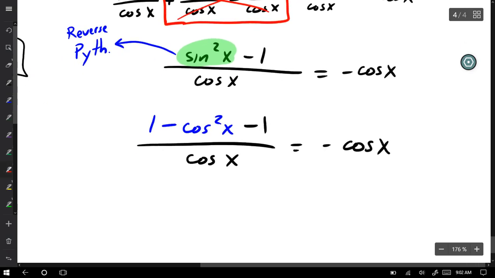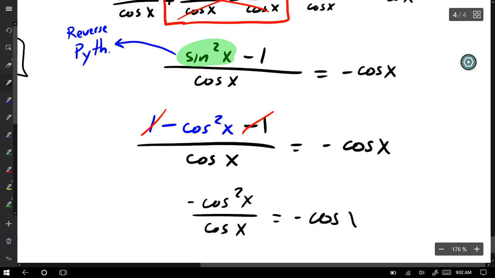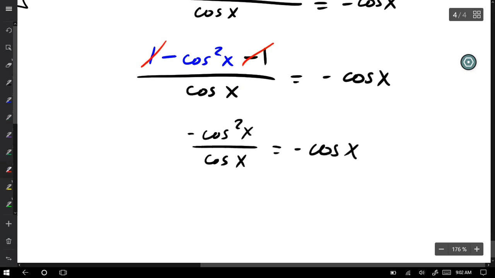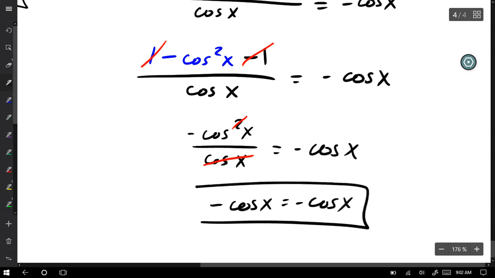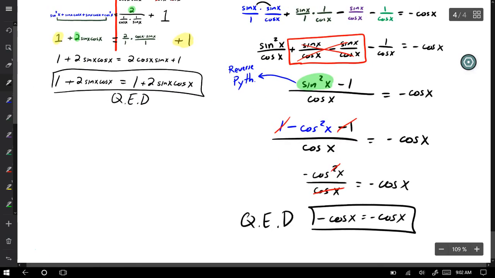Well, 1 minus 1 cancels. So I have negative cosine squared of x over cosine of x. And in this case, I can use my properties of exponents and realize I can cancel out one of the cosines on the top with one at the bottom. And that gives me negative cosine of x equals negative cosine of x. QED, it has been demonstrated.